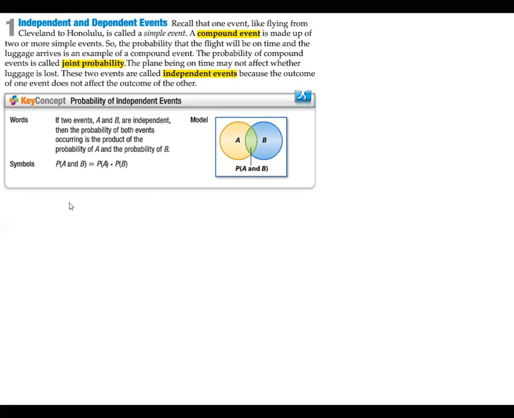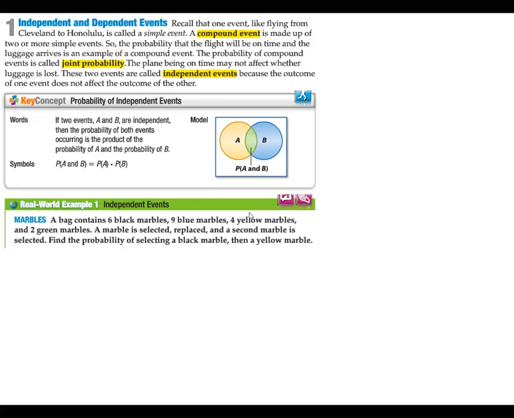So you figure out what are the chances that the one event occurs, so that would be like the flight arriving on time, and you figure out the probability of the other event, that would be the luggage arriving, and then you multiply those two together to get the probability that both of them happen. So in a Venn diagram, A would be the probability that the flight arrives on time, B would be the probability that your luggage arrives, and the overlap would be where both of them occur at the same time.